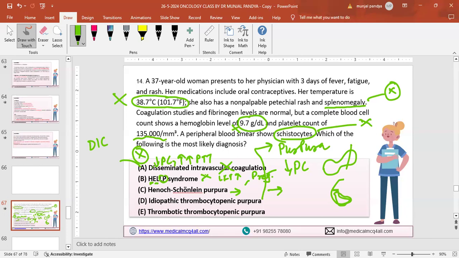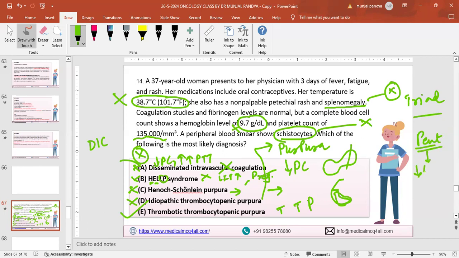So now what else? You are saying DIC is not there. HELP is not there. HSP is not there. ITP is not there. Then what's remaining is TTP. This is the case of TTP. TTP is thrombotic thrombocytopenic purpura. There is a classical pentad. Triad means 3 things. Pentad means 5 things. So what is the pentad of TTP?